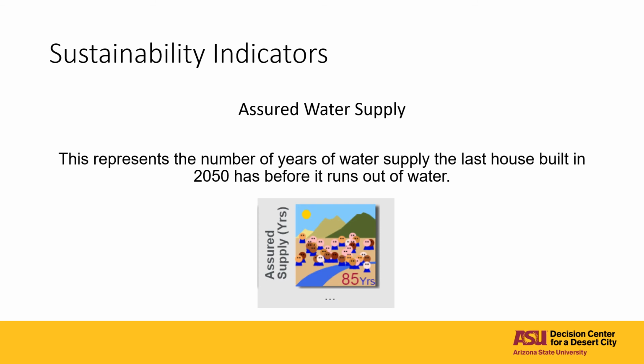The population sustainability indicator measures the number of years following the simulation that the water supply can support the current population before they would experience water deficits or have to find additional water supplies at higher costs. Simply put, this indicator represents the number of years of water supply the last house built in 2050 has before it runs out of water from current water sources. Factors influencing this indicator are consumption, GPCD, and population size. Based on the Comprehensive Groundwater Management Act of 1980, municipal water providers within an active management area must demonstrate an adequate water supply, meaning physical or legal access to a 100-year supply of water.